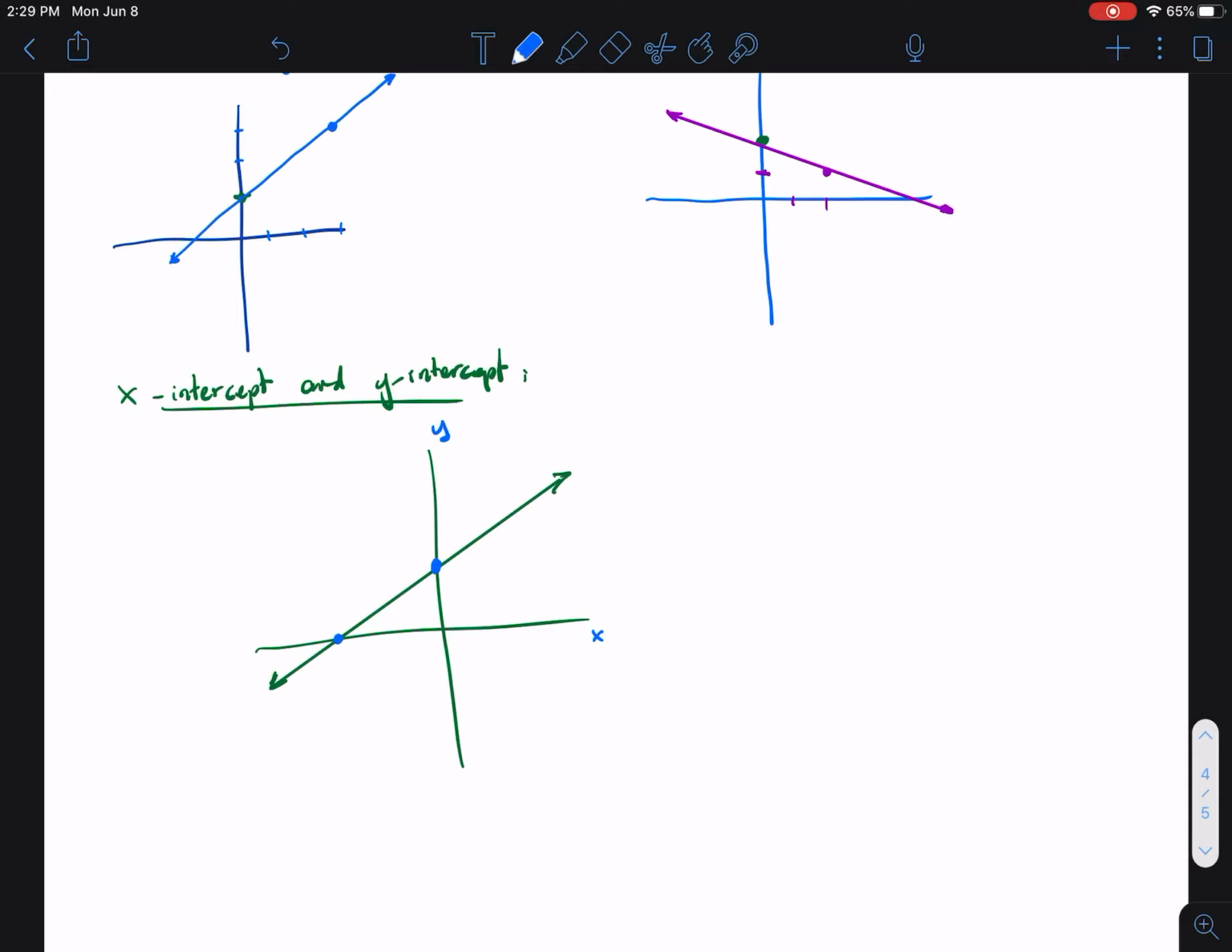So the x-intercept is the point where the line crosses the x-axis. So at that point there, the y-coordinate is always going to be 0. There's no distance in the y-coordinate. However, the x-coordinate is whatever that distance is. Right, so let's call that a. That distance a. So the x-intercept, this here is going to be (a, 0), which is the x-intercept, just where the line intersects the x-axis.